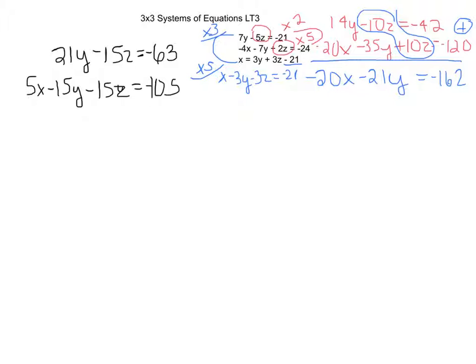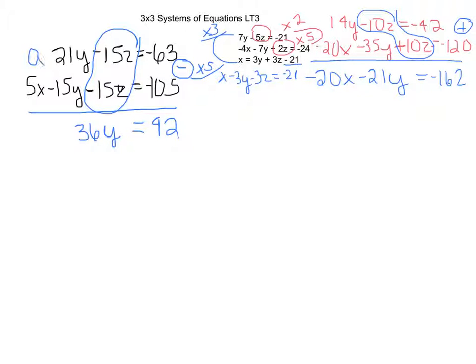And so now what I'm going to do is I'm going to subtract these two equations, okay? Because -15z minus -15z cancels out. So we have -63 minus -105. That gets me +42. We're going to have 21y minus -15y, getting me 36y. Notice that we have a 0x, and we're going to subtract 5x, getting me a -5x, okay?